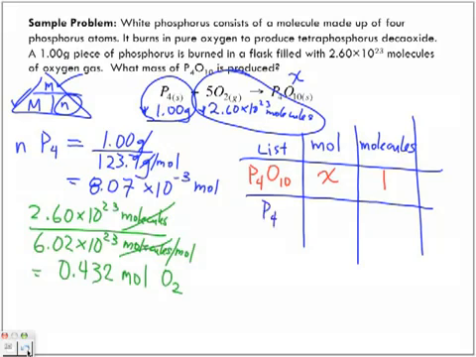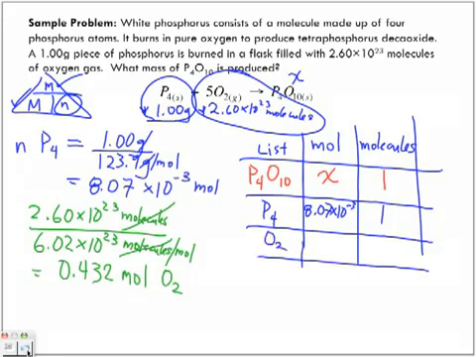Well, we calculated that. 8.07 times 10 to the power of negative 3 moles. And we have how many molecules in the equation? Only 1. And the last one we have is oxygen. How many moles of oxygen? 0.432 moles. And how many molecules do we have? 5.